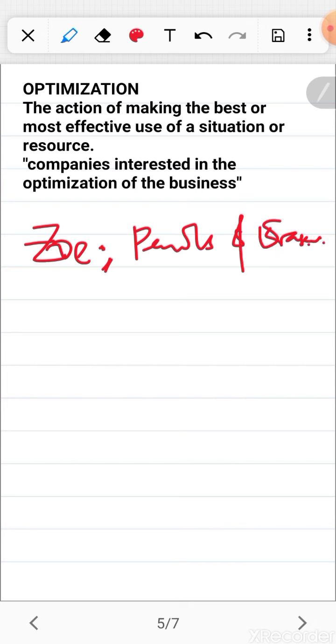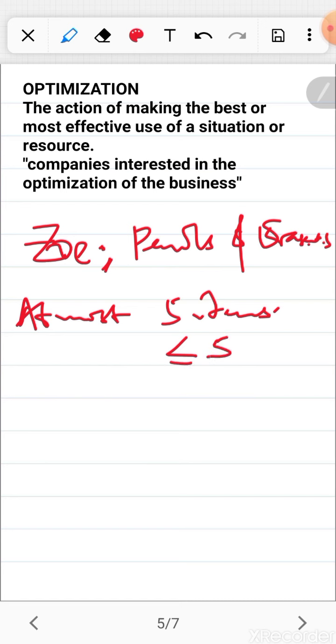Okay, so this is what we know. Zoe wants to buy pencils and erasers. We know that Zoe wants to have at most 5 items. At most 5 items means that she can't buy more than 5 items. The total number of items she can buy is 5.